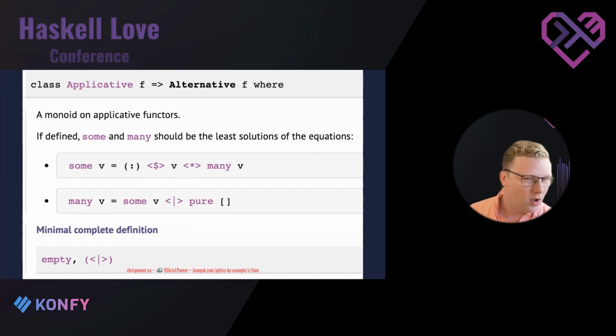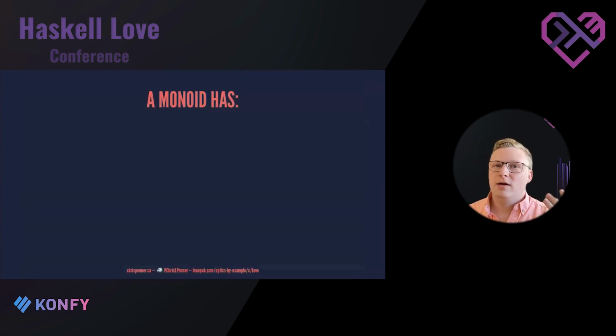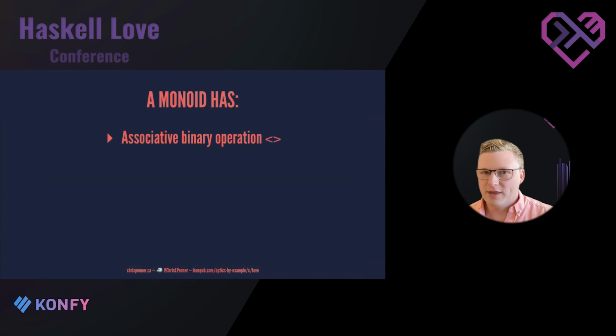So are there any laws that we actually need to care about? Well, yes, there actually are. They're hidden inside this "a monoid on applicative functors" sentence here. If anyone wants to go make a pull request to expand that sentence into the actual laws that it implies, I would love that. Please do that. That'd be a great way to contribute. But for now, let's dive in and actually see what they are.